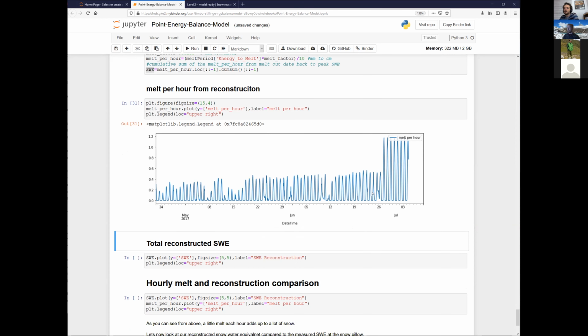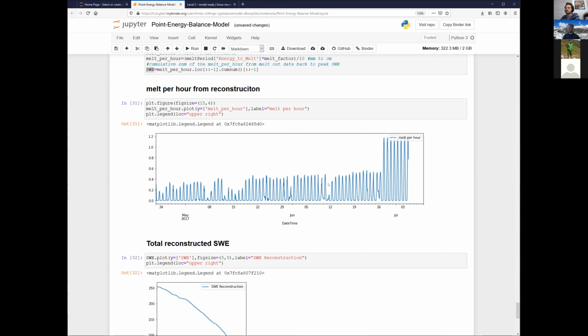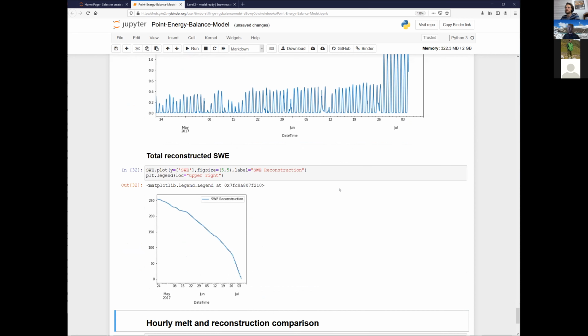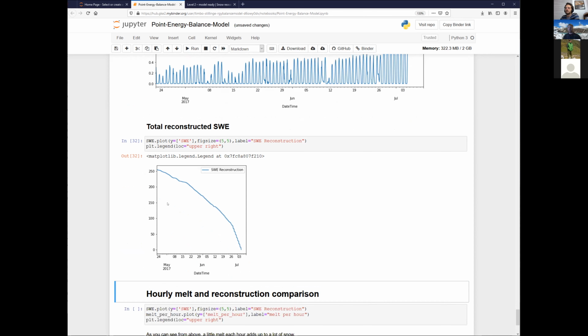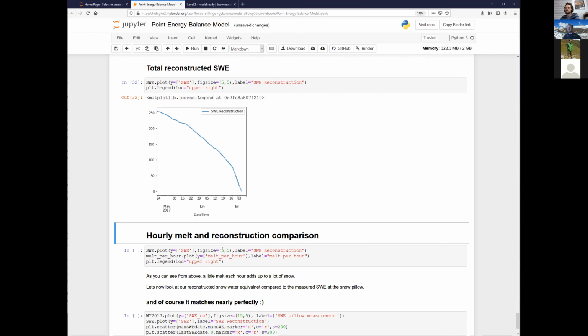We can then take all those and add them all together and cumulatively sum them. And if we plot that, we get our SWE reconstruction. And so we now have the total millimeters of water we have estimated in our snowpack based on the energy balance at that point, going back from the date of last SWE to the date of peak SWE.